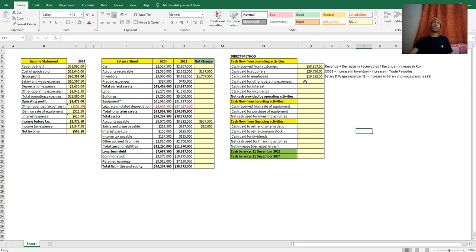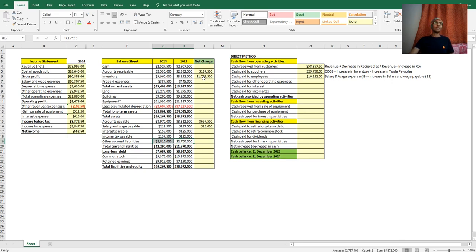Then cash paid for other operating expenses. This is basically going to need three elements. One is other operating expenses, which is mentioned in the income statement. Then we will need the change in the prepaid expenses, and we will need the change in the other accrued liabilities. So if liabilities have gone up, that means less cash has gone. If expenses have gone up, that means more cash has gone. If expenses have gone down, that means less cash has gone. If liabilities have gone down, that means more cash has gone.